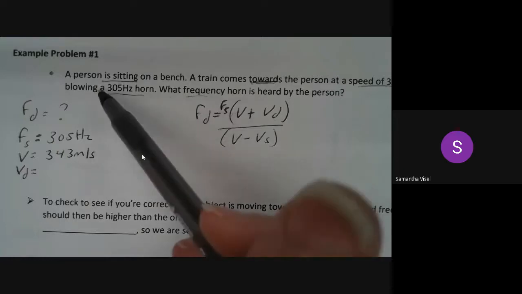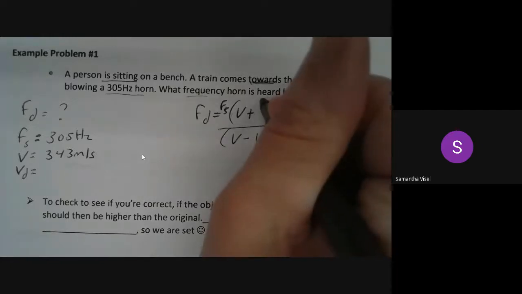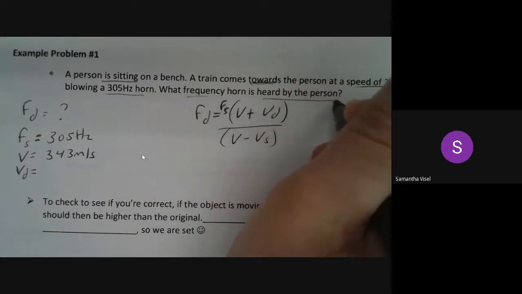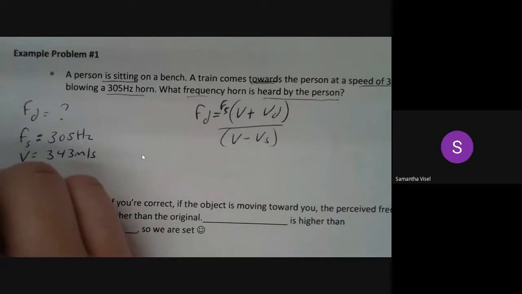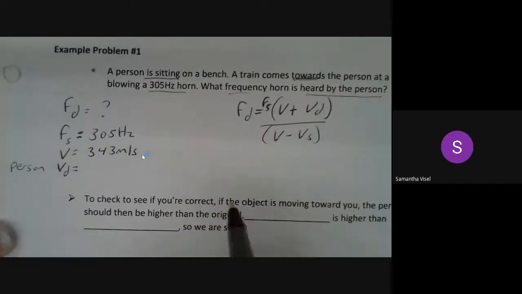So I have a person sitting on a bench. Train comes towards the person at a speed of 31 meters per second. What frequency of horn is heard by the person? So the detector is whoever hears the sound. So heard by the person. So the person here is my detector. So they are the one that hears the sound. They're detecting the sound. They are listening to the sound.